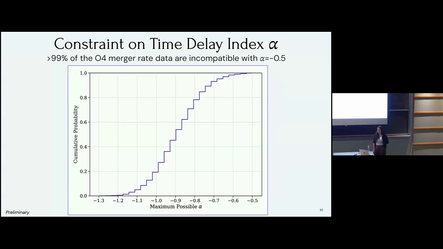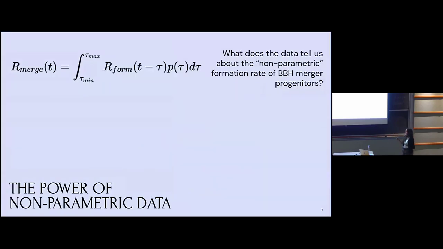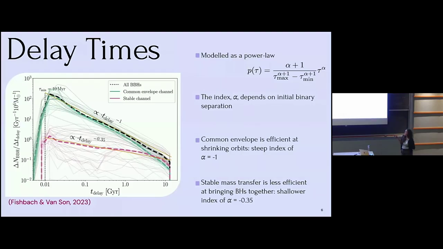Vicky? Hi, Vicky Kalogera. So I may have missed it, but where does the association of the stable mass transfer with minus 0.3 or 0.35 come from? It sounds like a very secure... Yeah, so this is from a paper by Lieke and Maya. So I'm just taking this plot here to show what their predictions were for those channels. So you should ask them more about that.